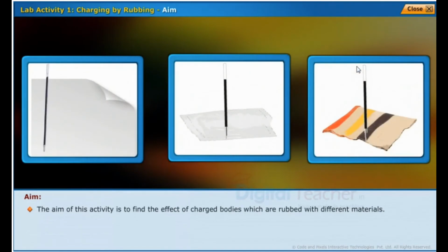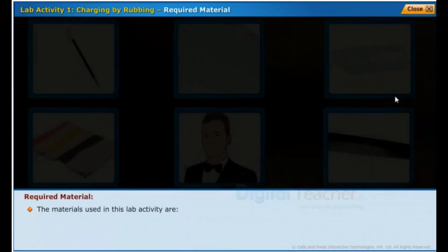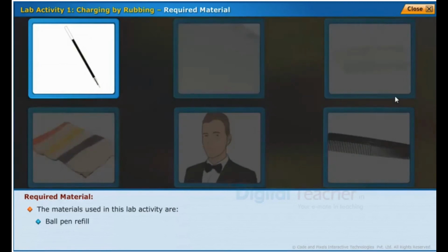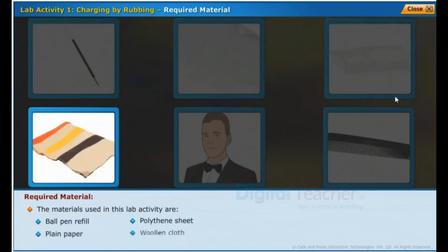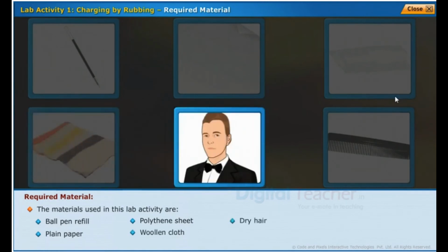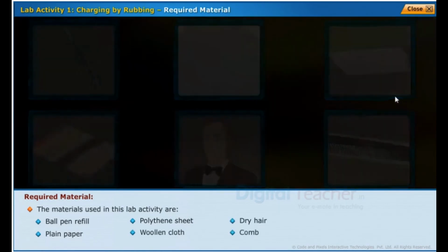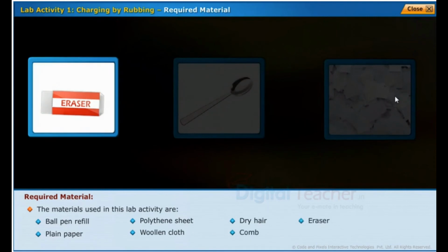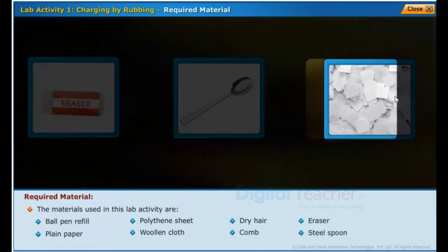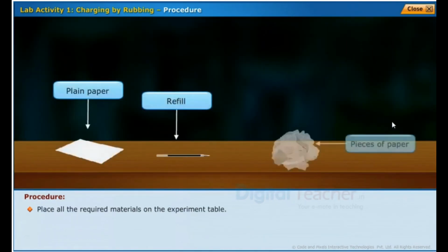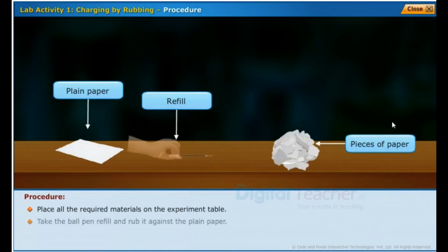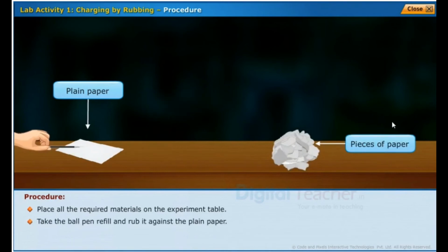Lab Activity 1. Charging by rubbing. The aim of this activity is to find the effect of charged bodies which are rubbed with different materials. The materials used in this lab activity are ball pen refill, plain paper, polythene sheet, woolen cloth, dry hair, comb, eraser, steel spoon, pieces of paper. Place all the required materials on the experiment table. Take the ball pen refill and rub it against the plain paper.